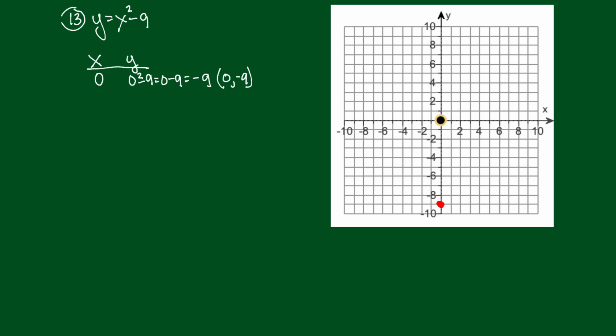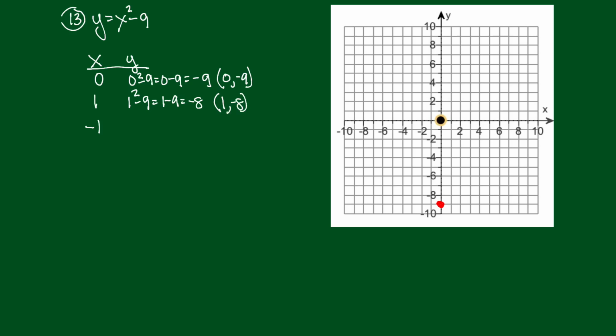Now, let's go with a 1 and a negative 1. All right, so what do you get here at 1? At 1, you're going to get, all right, so I'm putting a 1 right in here. So I will get 1 squared minus 9. That's 1 minus 9, negative 8. So I get this point. Over 1, to the right 1, down 8.